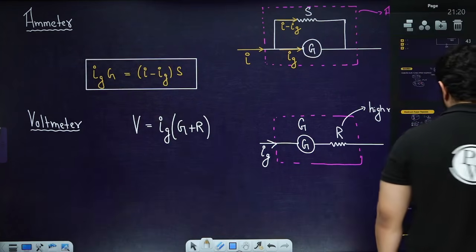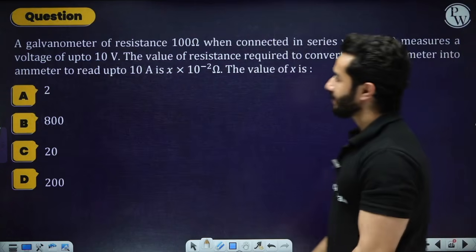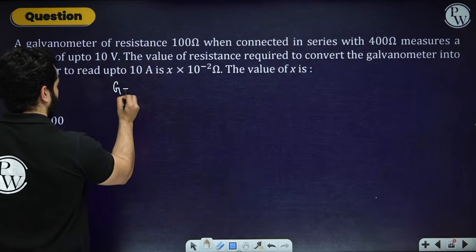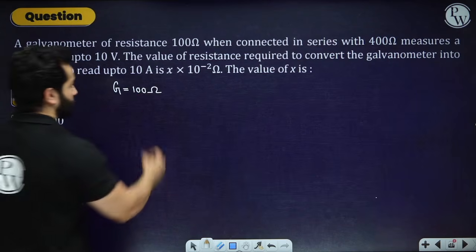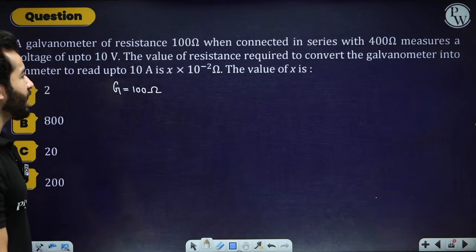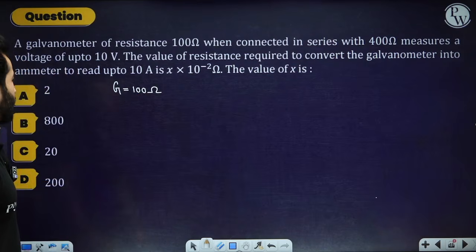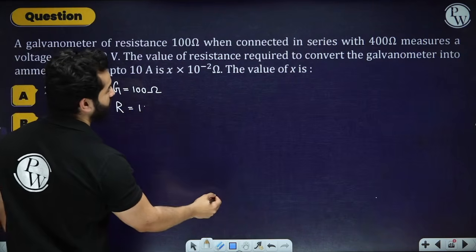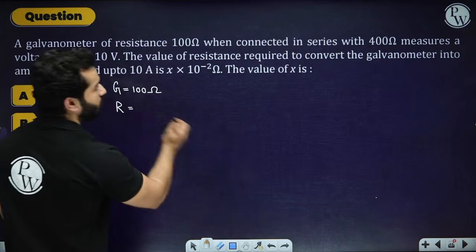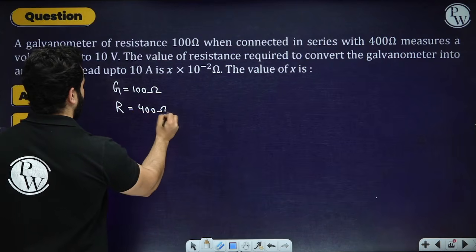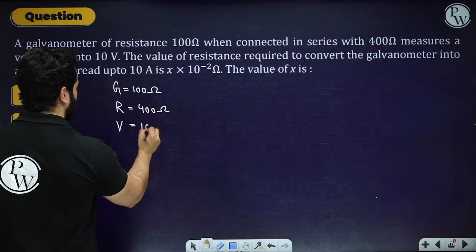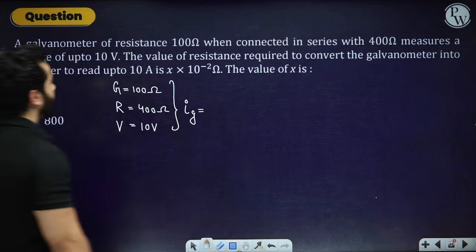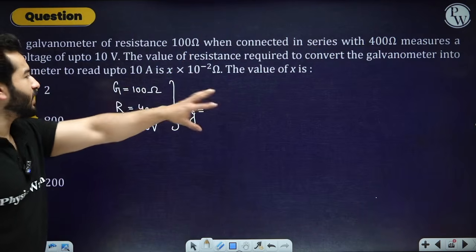Now let's look at one of the examples. Let's look at this question. They are saying a galvanometer of resistance 100 ohm, so capital G is 100 ohm, is connected in series with a 400 ohm resistance, and it measures a voltage up to 10 volt. What we can do from this information is find out what Ig is going to be. Then they are saying to find the value of resistance required to convert the galvanometer into an ammeter.